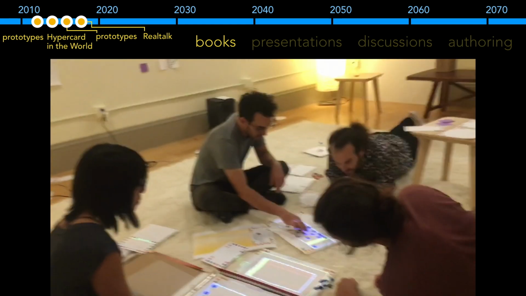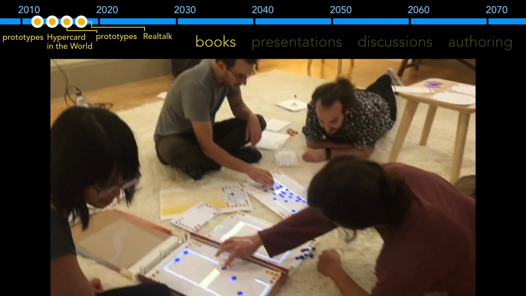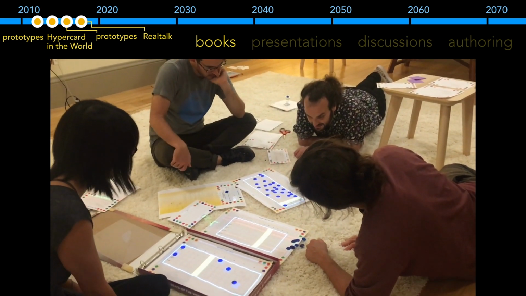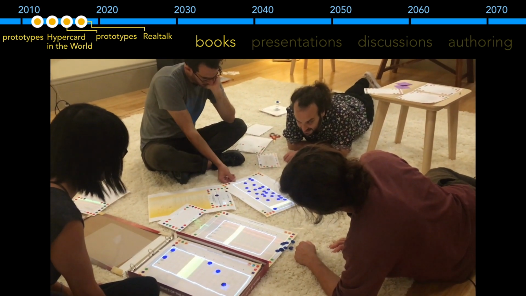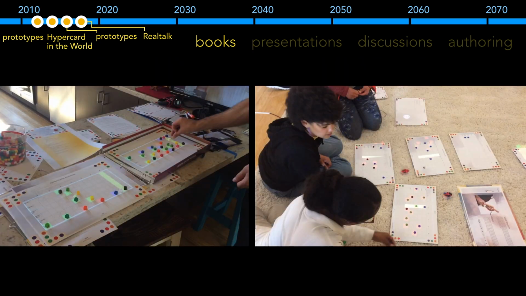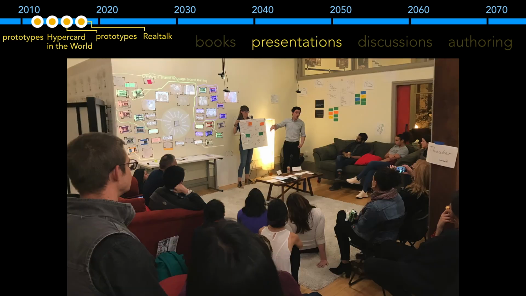And like everything else, books are editable. You can take pages out, put them in, reprogram any pages, take pages out and make your own book out of them. Every book in Real Talk says, you can add to me, you can edit me, you can edit me while you're using me. There's no distinction between author and reader.